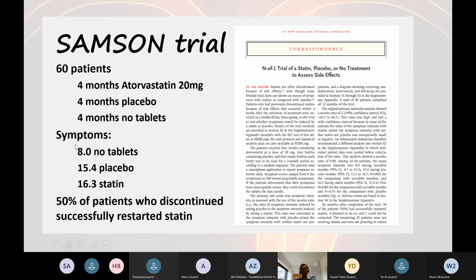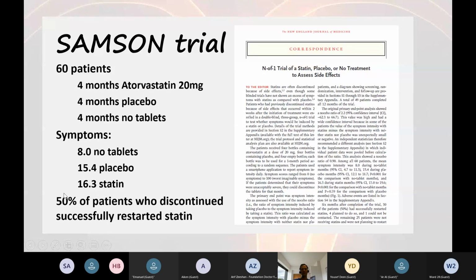If you then ask them their symptoms throughout that time, and obviously filled out while they were in these different 4-month periods, they had relatively few symptoms while they were not on any medications, although they weren't free of symptoms. But if they had placebo or a statin, they got basically the same amount of symptoms, and these symptoms were things like muscle pain.